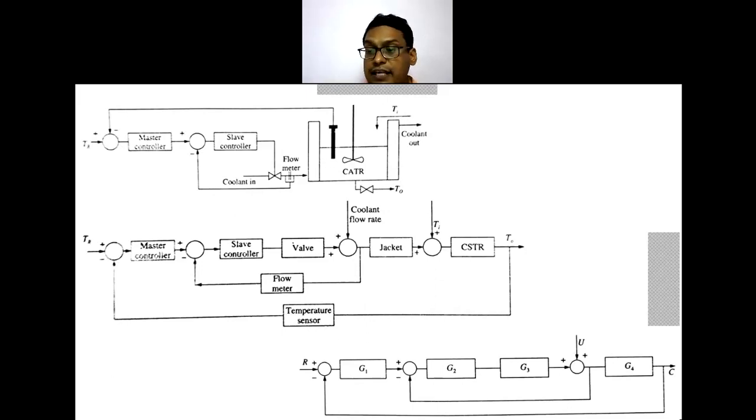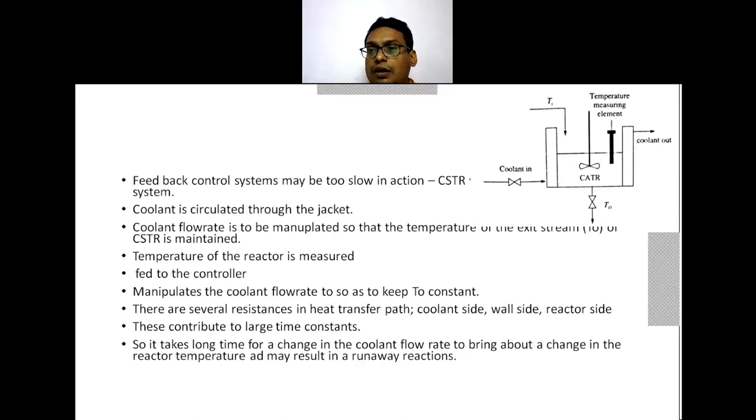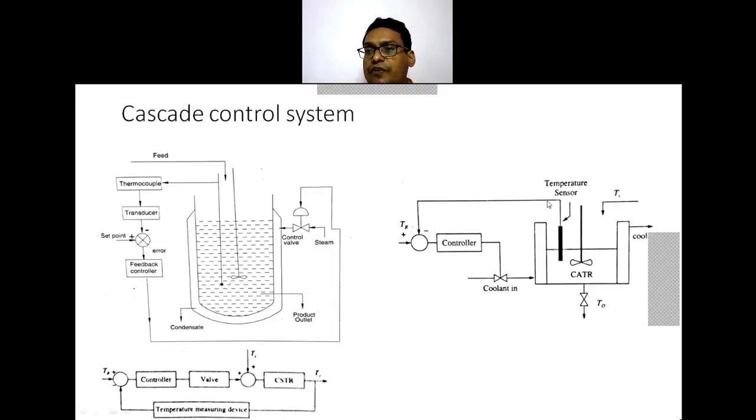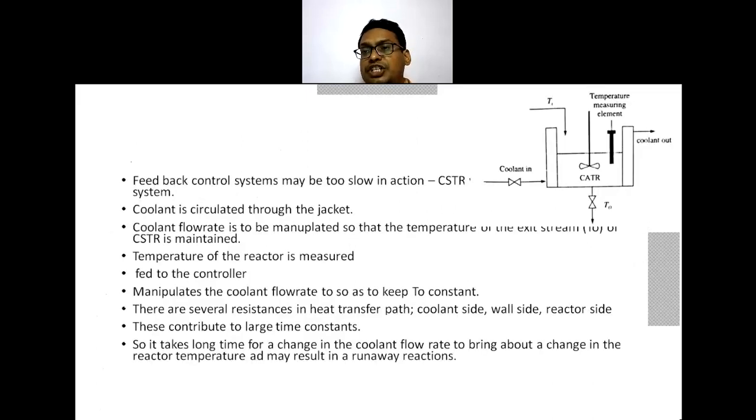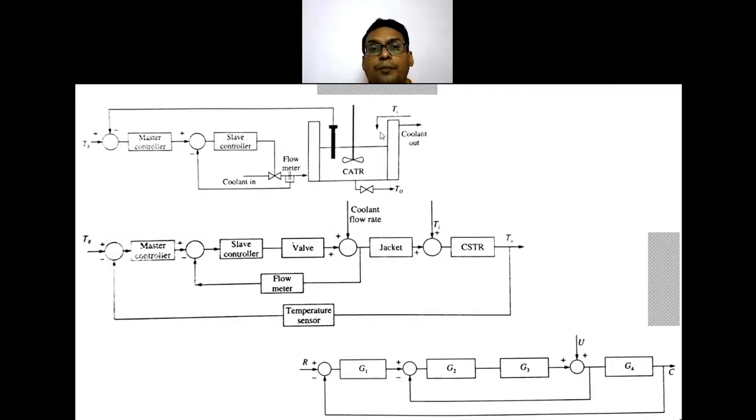Now, in case of our normal feedback system, our figure is like this: measurement, comparator, controller, control valve. Now, in addition to this, we are providing a slave controller also. This slave controller is obtaining a response from this flow meter also. So, this is my control variable.